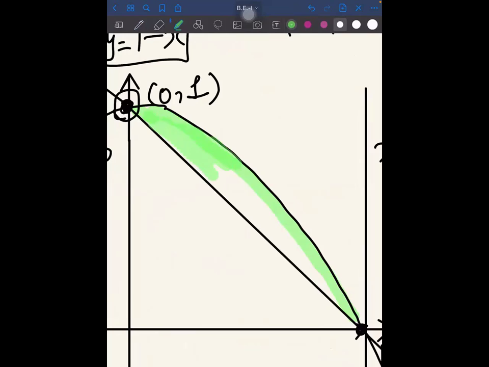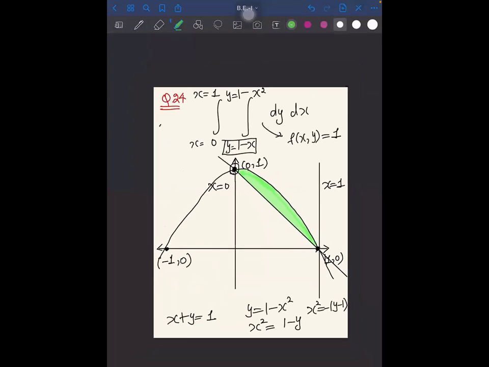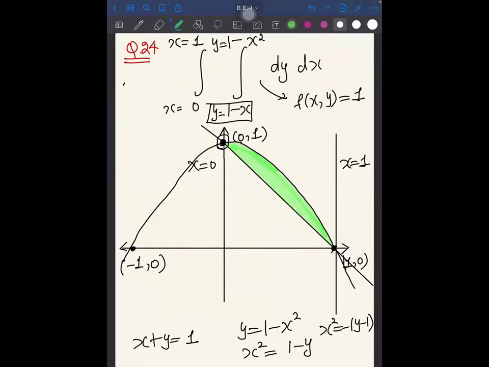You're with me? So now we are only having the limits of y, right? So now we want to convert the variable limits x in terms of y. So what are we going to do? We'll throw a horizontal line or a vertical line?